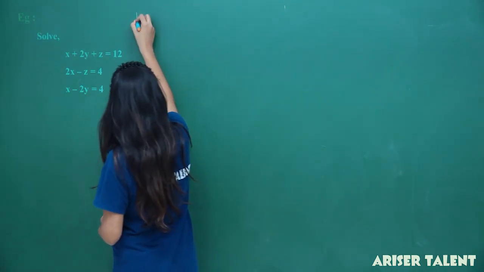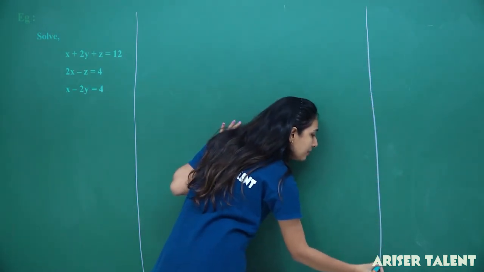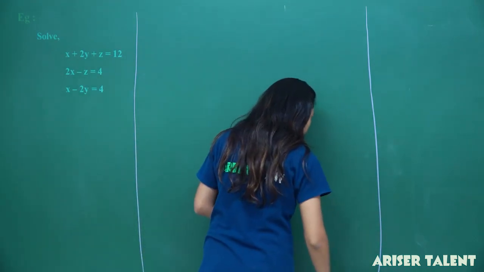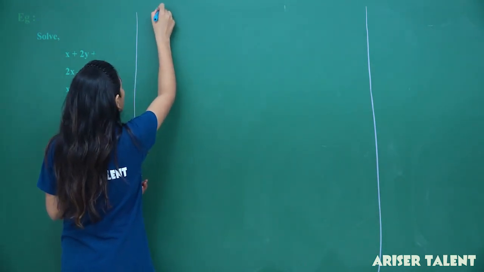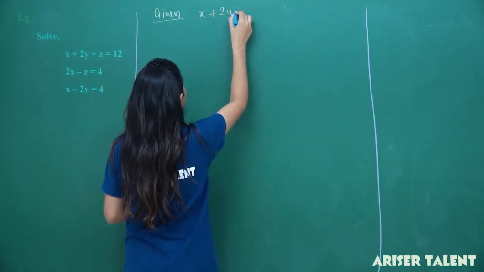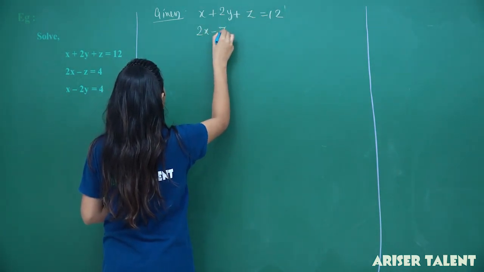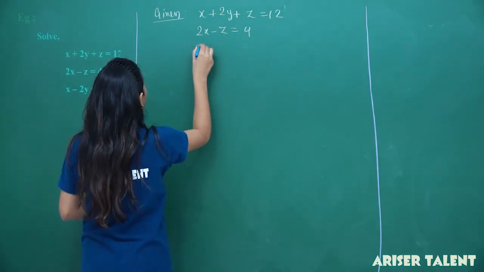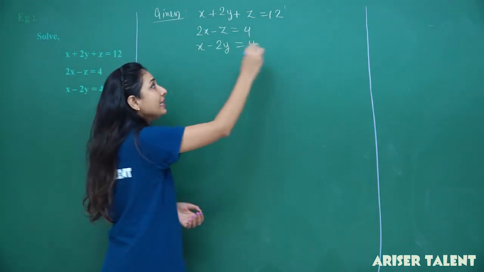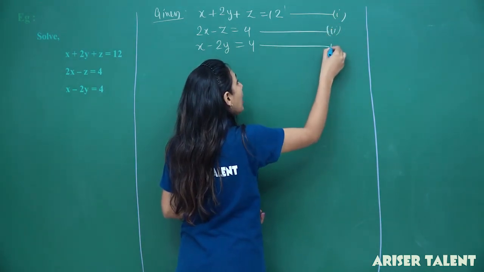Okay. So what we'll do, I'll divide this board to make it easier and more convenient for you guys. Now what will I do? The very first step we always do is writing the equations. The given equations are x plus 2y plus z equals 12, 2x minus z equals 4, and x minus 2y equals 4. Now I'll simply name these equations as first, second and third.